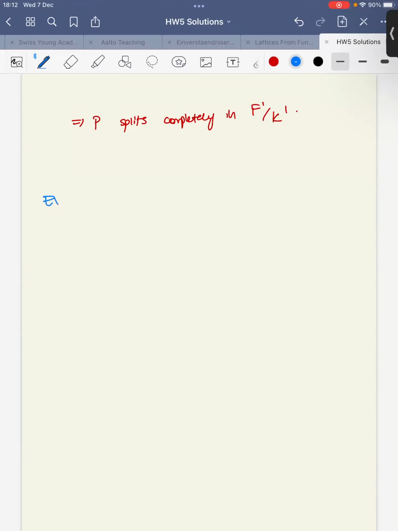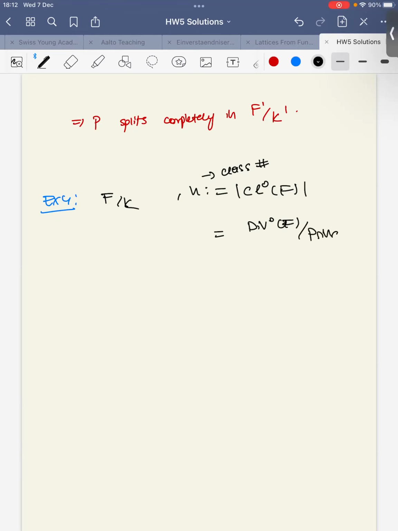In exercise 4, actually this is also related with the context of the lattice structure, function field lattice structure. Well, we are given a function field F over k, and let h denote the order of the class 0 group. Particularly, it is called the class number. And recall that the class 0 group is defined as the quotient group of the degree 0 divisors over the principal divisors. So there's a typo in the main statement.